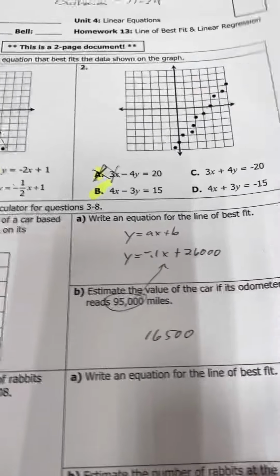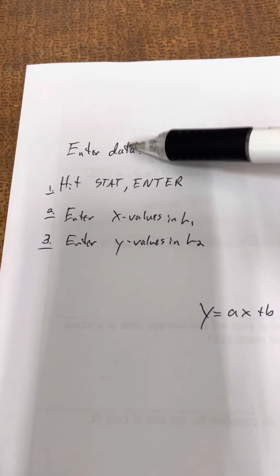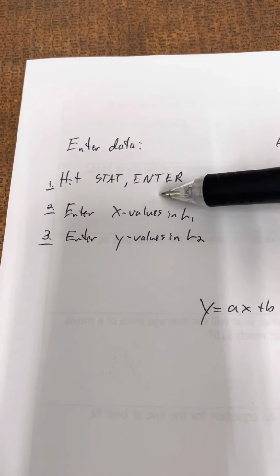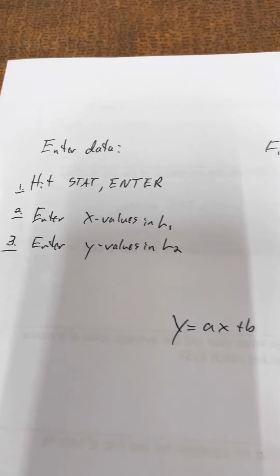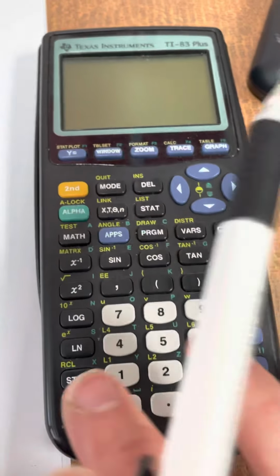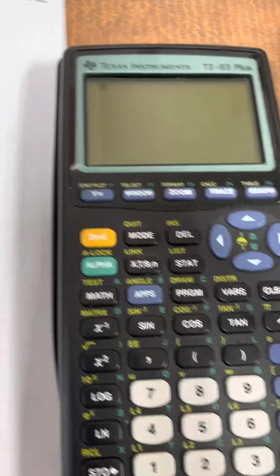So in using the calculator, you might want to snapshot this. To enter the data, these are the things that you're going to do. Hit stat, then hit enter on your graphing calculator. You could have a graphing calculator online also if you want to use it, or you could use your actual graphing calculator.